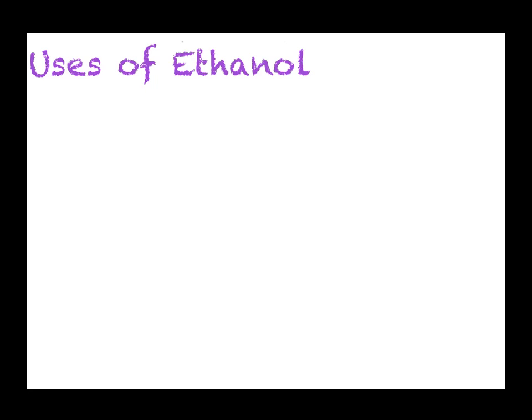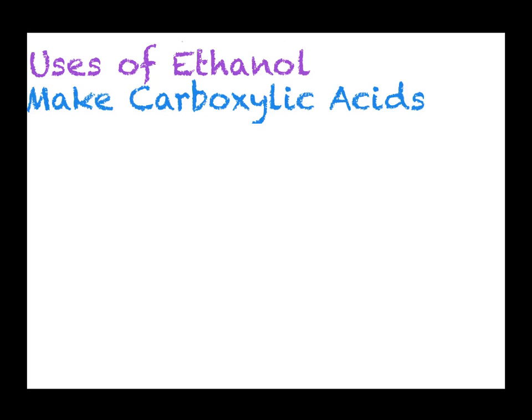Outside of being used in order to make alcoholic drinks, ethanol can also be used in order to make carboxylic acids. We will look at this in more detail in a moment. The other major use is in the formation of polythene and polymers used in plastic.